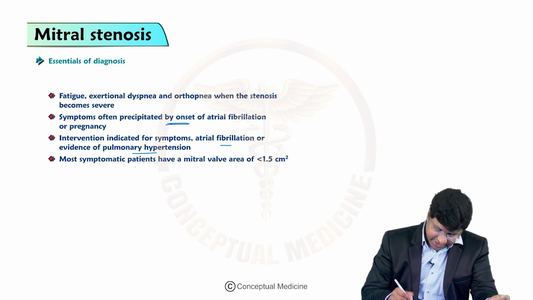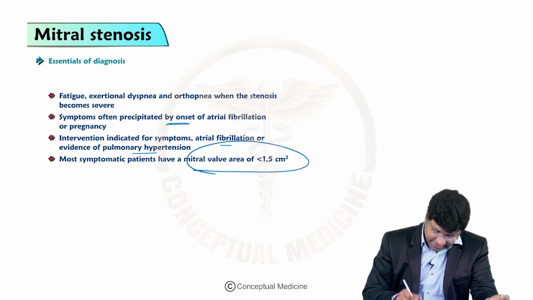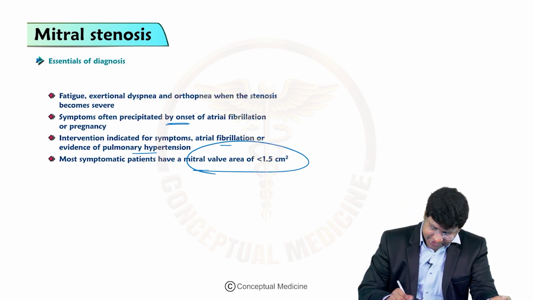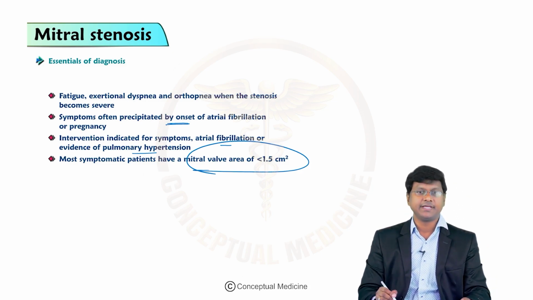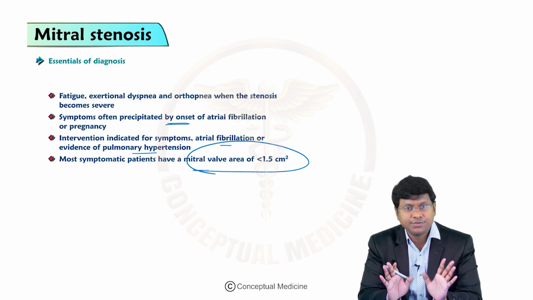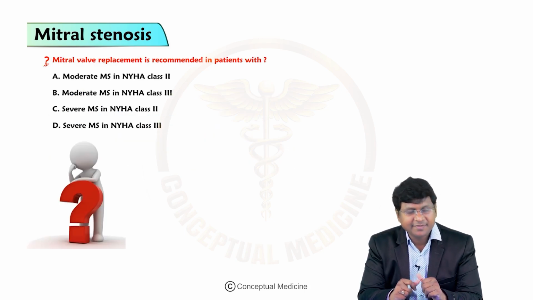And interventions indicated for symptoms, atrial fibrillation or evidence of pulmonary hypertension. And most symptomatic patients have the mitral valve area less than 1.5 centimeters square. So this is about the gist of the mitral stenosis. Now let me discuss some of the important multiple choice questions on the topic of mitral stenosis.